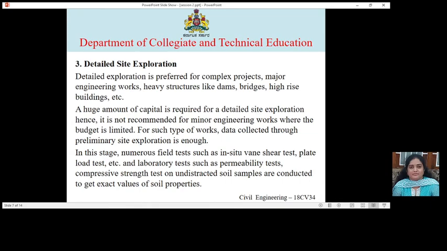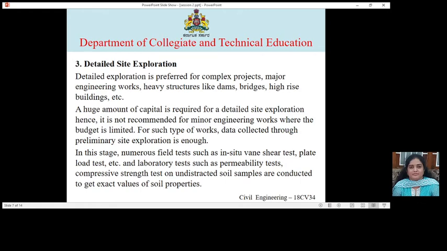So the third stage is called detailed site exploration. Detailed site exploration is preferred for complex projects, major engineering works, and heavy structures like dams, bridges, high-rise buildings, etc. This is very important, and it takes a little more time to study the particular site. A huge amount of capital is required for a detailed site exploration.